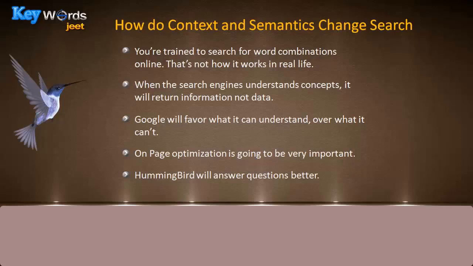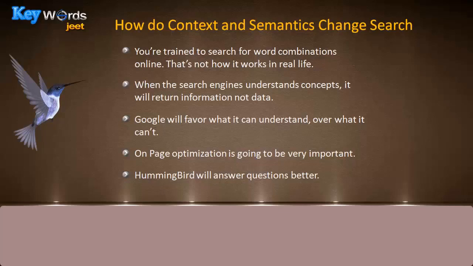But when search engines understand the concepts, it will send you information, not data. Till now, it's been sending you data that was a part of the database. But when it understands the concept, it will send you information about what you were looking for. And that information will not be limited to the keywords. It will be about the concept, about the topic. And Google will naturally favor all the content that it can understand because it already knows that content is more relevant to what the person is searching for. And of course, the content that it can't understand, it will be lesser in importance.